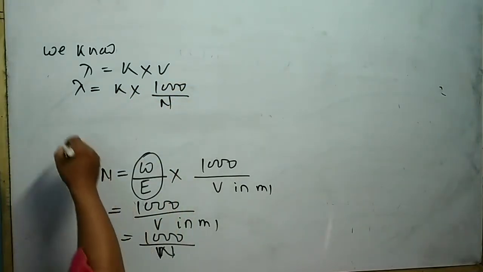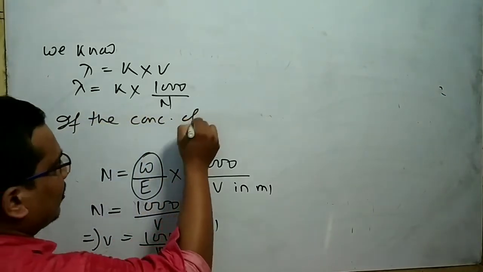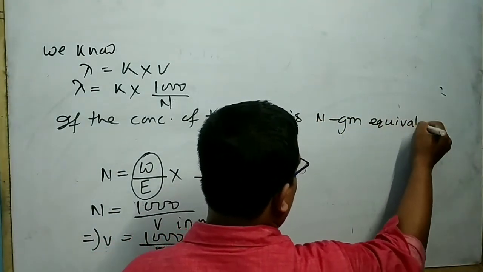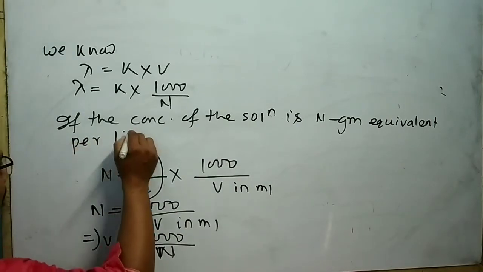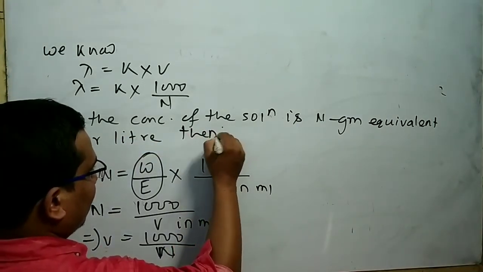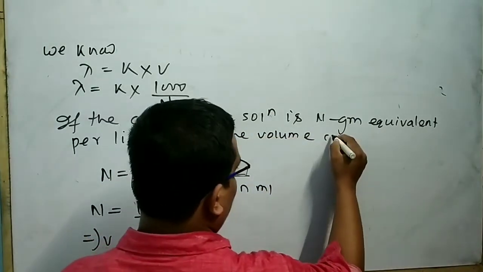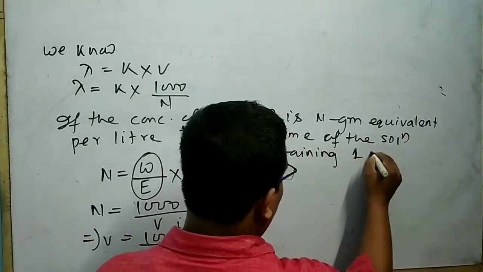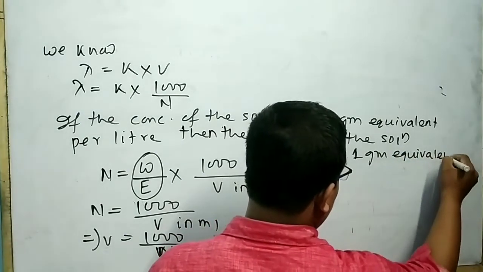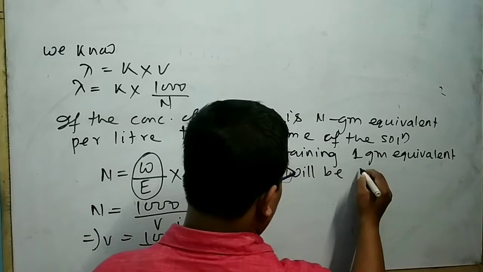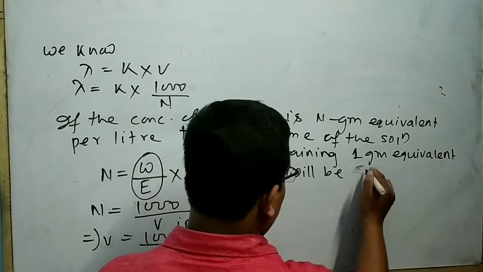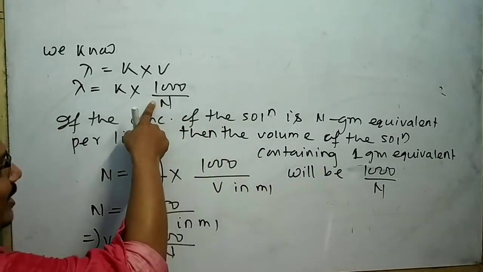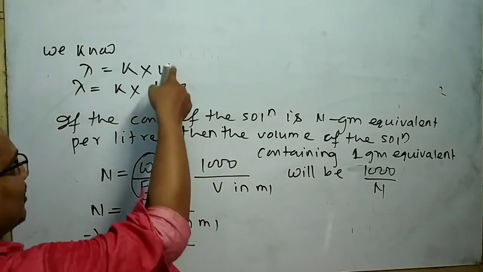Then I can write lambda is equal to K into 1000 by N. If the concentration of the solution is N gram equivalent per liter, then the volume of the solution containing 1 gram equivalent will be 1000 by N. So here I can write 1000 by N instead of V.